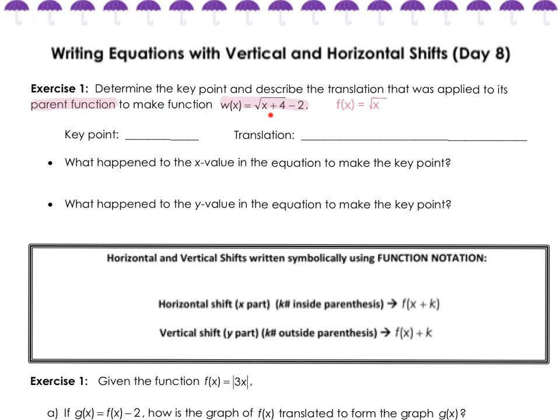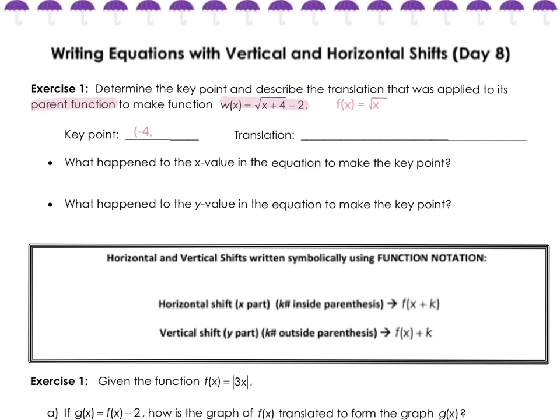Well, what happened to the key point? It was at 0, 0. Now it's going to be plus 4, but that we would think would mean positive, but it's the opposite of what we think. So it actually means left 4, which means that it's going to move from 0, 0 back 4 spaces to negative 4. And then we see this minus 2 here. That means that it's moving down 2.